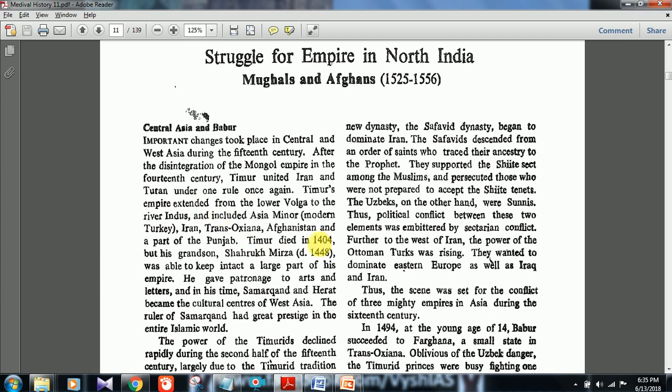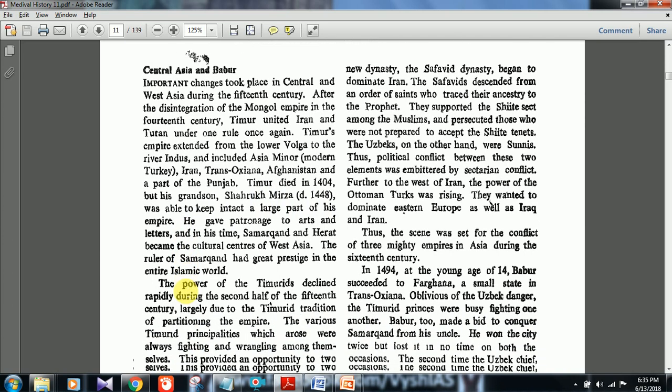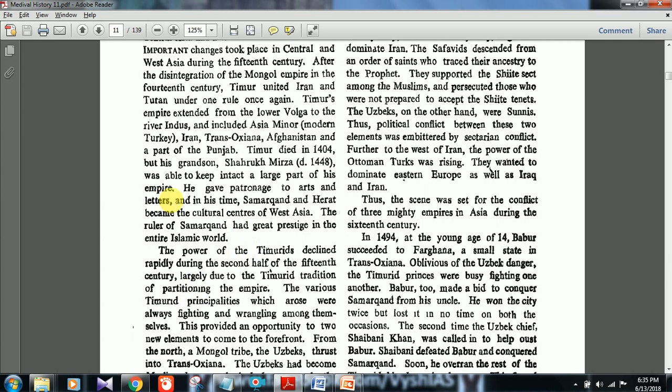Timur died in 1404. Okay, but his grandson Shahrukh Mirza, until 1448, was able to keep intact a large part of the empire. Okay, just like a story, just listen to it. Okay, don't learn anything by heart. He gave patronage to arts and letters, and in his time Samarkand and Herat.